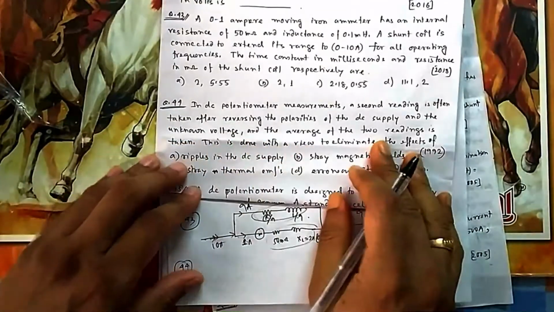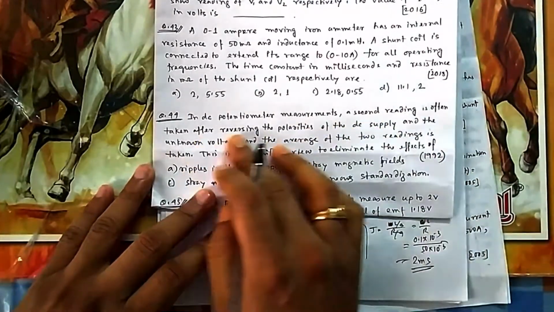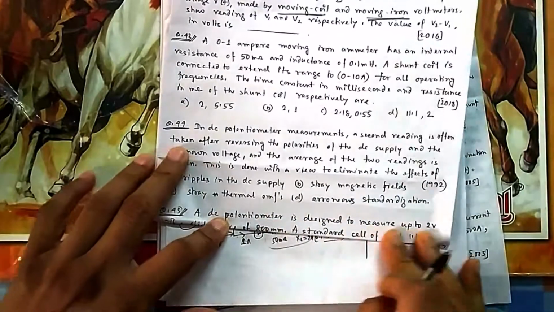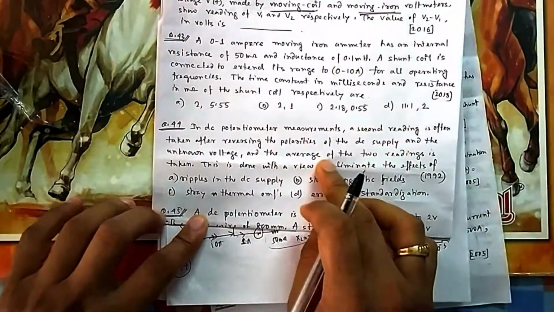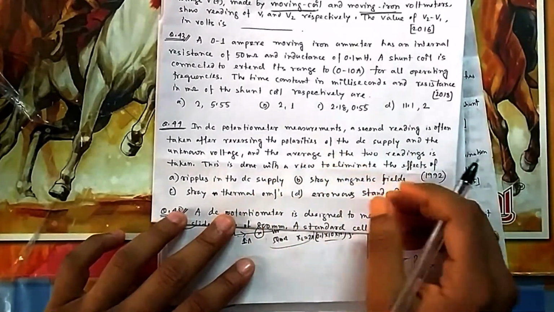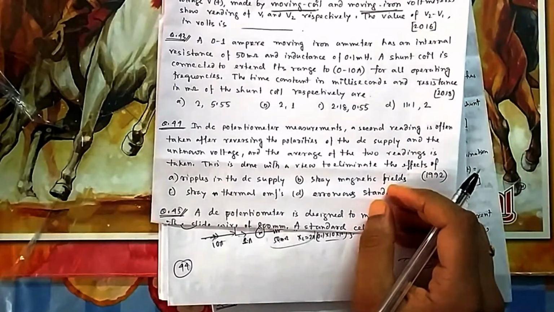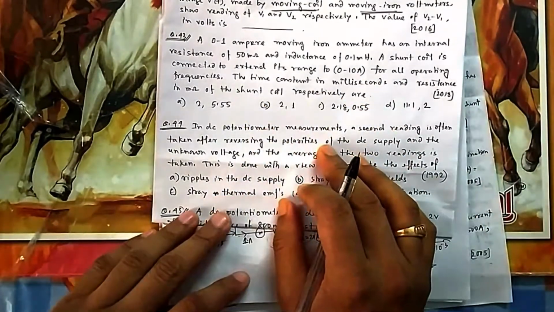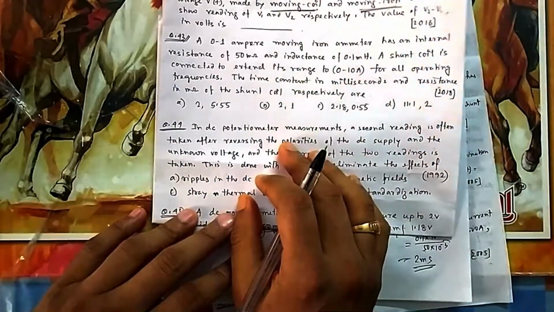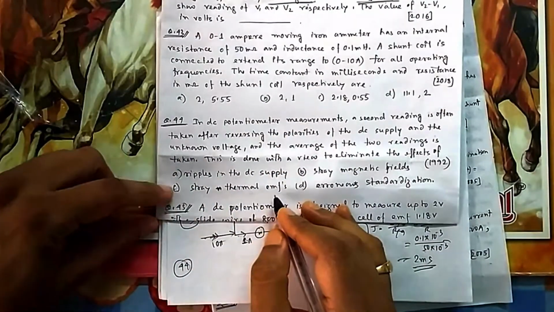Now in question 44, in DC potentiometer measurement, the second reading is often taken by reversing the DC polarity of the unknown voltage. If you have done the experiment, you must have done it. The average of the two readings is taken to eliminate an error, because in a potentiometer there will be junctions of metal, and in the metal junctions thermo EMF is generated. So if you reverse the polarity, that error will be in the reverse direction, and if you add them, it gets cancelled and you get the exact value. So it is nothing but the stray thermal EMF.